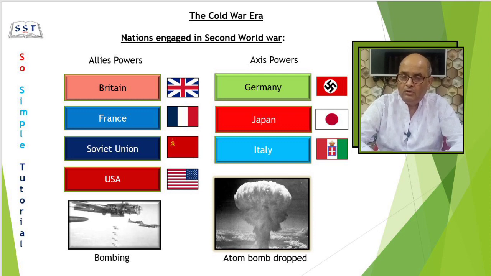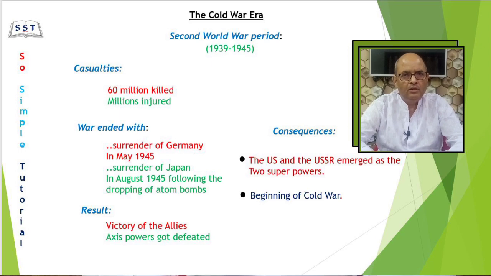What was the result of this war? The Second World War resulted in the victory of the Allied powers. The Axis powers were defeated badly. How did the war end? The war ended with the surrender of Germany in May 1945 and the unconditional surrender of Japan in the month of August, following the US dropping of the atom bomb on Hiroshima and Nagasaki.